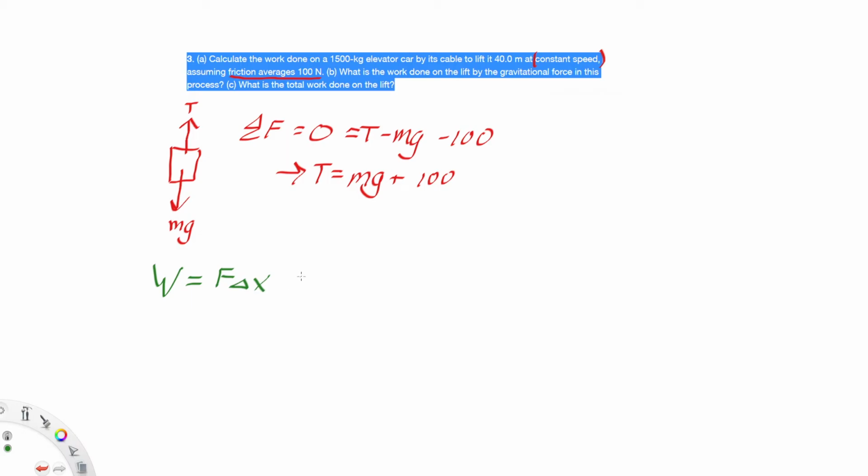All right. So if it's being lifted by 40 meters, then the amount of force that the tension is providing is the weight plus 100, and it's being lifted by 40 meters. The weight is 15,000, and so this whole force here is 15,100. Then just put that into the calculator. So this is like 600,000 or something.